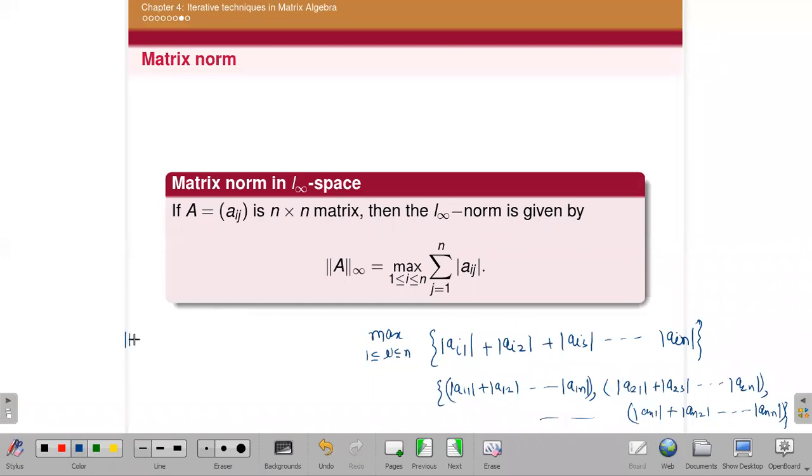So it means norm is a function from X to R, and X is a set which contains all the n cross n matrices.